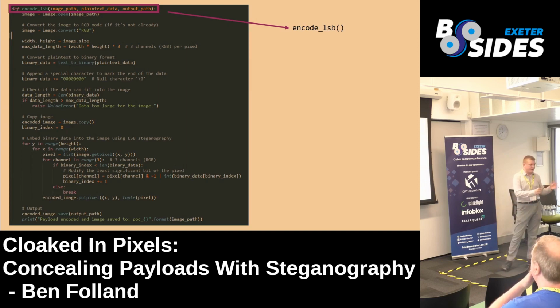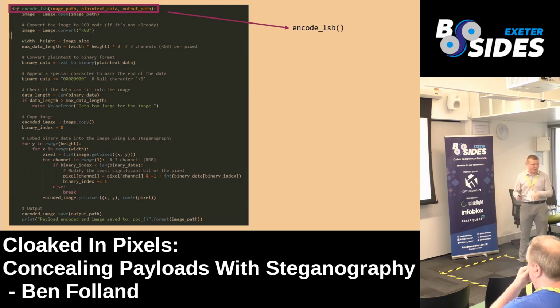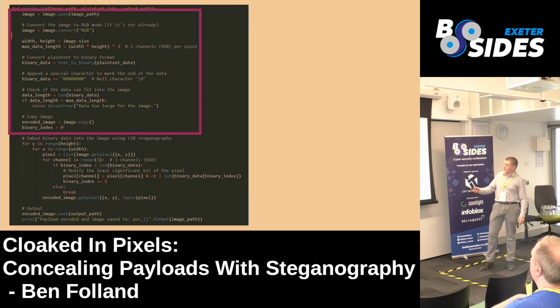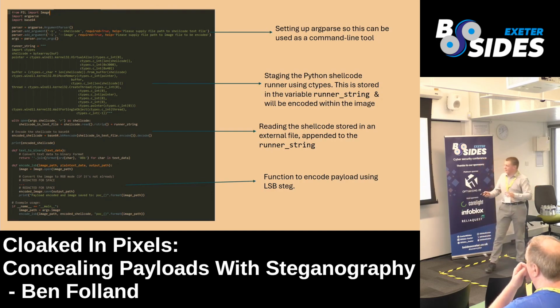Image path is the file path to the image you would like to encode. Plain text data is your secret message, your second stage payload, which you would like to encode within the image. And the output path is the file path which you would like the image to be written to once it has been encoded. We start off by using this image.open, and this is from the Python Imaging Library here. This allows us to basically surgically manipulate an image pixel by pixel.